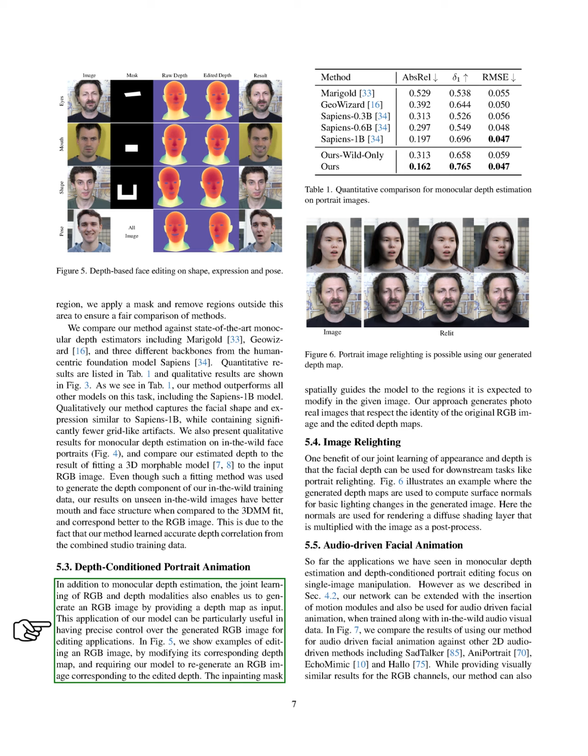Our model allows us to generate RGB images by inputting a depth map, which is useful for precise image editing. We demonstrate this by modifying depth maps and regenerating corresponding RGB images, ensuring that the identity of the original image is maintained. We also highlight image relighting, where the learned facial depth aids in tasks like adjusting lighting in portraits. We use generated depth maps to compute surface normals for basic lighting changes, enhancing the final image.